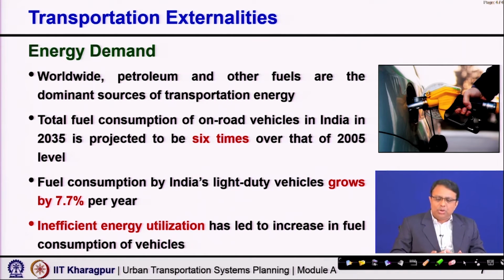Now, the fuel consumption on road vehicles in India in 2035 is already projected to be 6 times over that of the 2005 level. Just think what it is now and what it would be then, right. Private vehicle ownership is increasing, usage is increasing. Maybe it is good to see that people are able to buy vehicles, but we have other concerns. If all of them come on the road and the transport is so congested, and then we keep on consuming conventional fuel like this, what is going to happen to the energy sector? Fuel consumption in India by light duty vehicles grows nearly 7.7% per year, right.